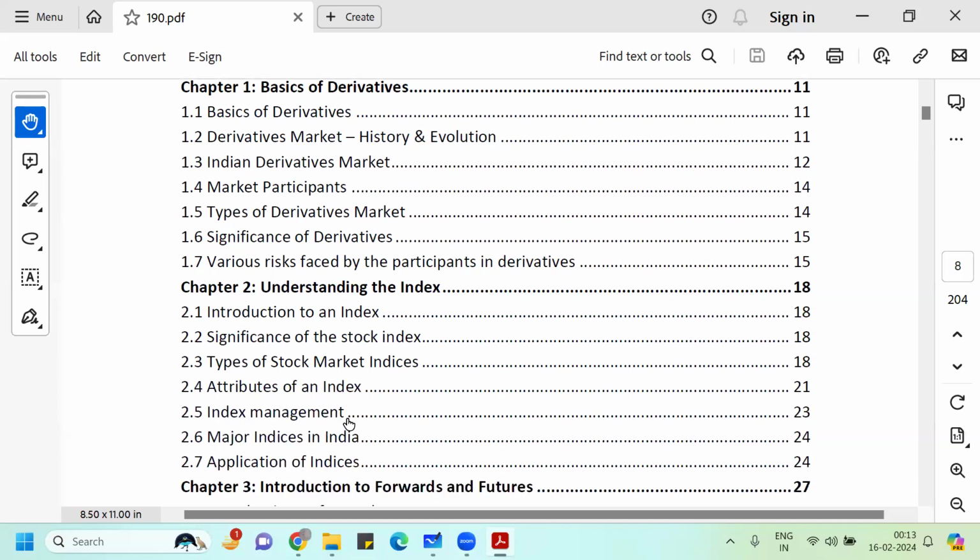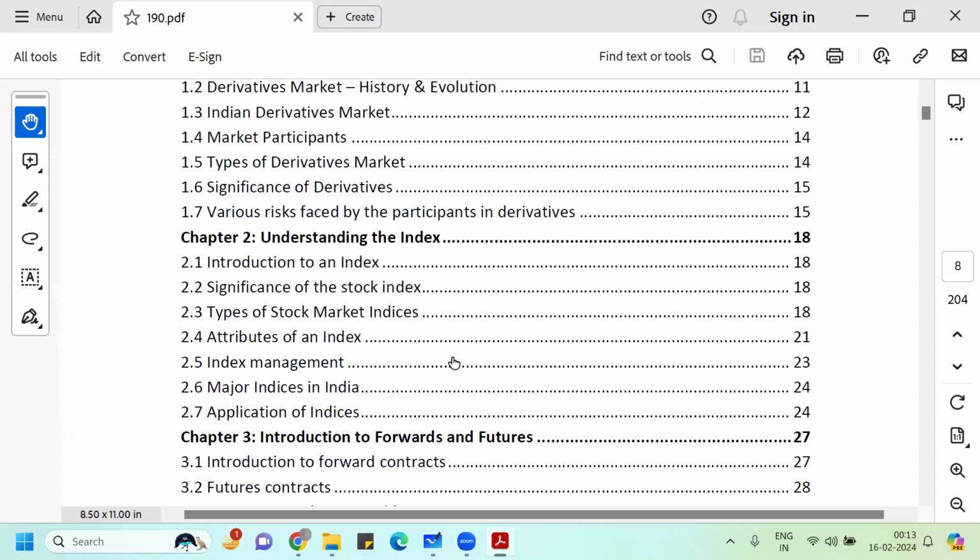Then the second chapter will basically study the stock market indexes and all. What are indexes? I hope you know about Nifty, Sensex and all. What are the different types of indices? What are the attributes of indices? Index management. What are the major indices in India, like Nifty, Sensex, Bank Nifty, Mid Cap Nifty? You know all of them, no?